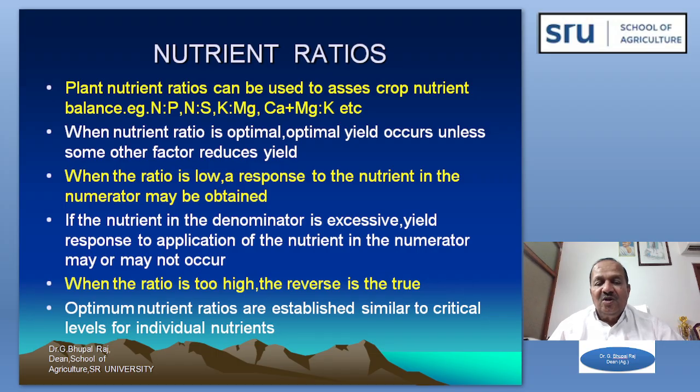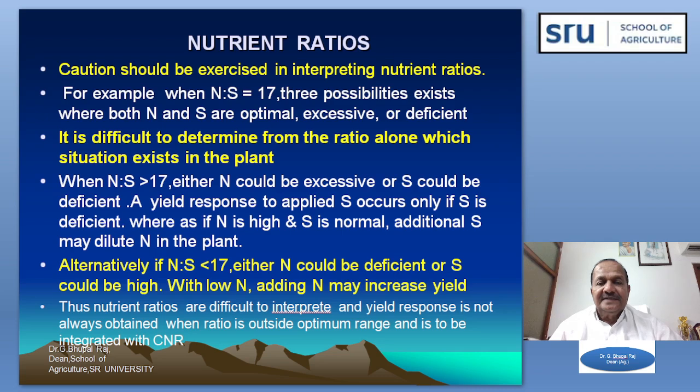So when the ratio is low, a response to the nutrient in the numerator may be obtained. For example, suppose the ratio is 5 by 6, where 5 is nitrogen, and the ratio is too low. That means a response to the nutrient in the numerator can be obtained. If the nutrient in the denominator is excessive, the yield response to the application of the nutrient in the numerator may or may not occur. When the ratio is too high, the reverse is true. So optimum nutrient ratios are established, similar to critical levels for different nutrients.